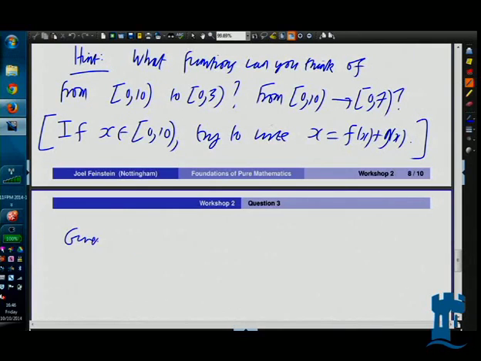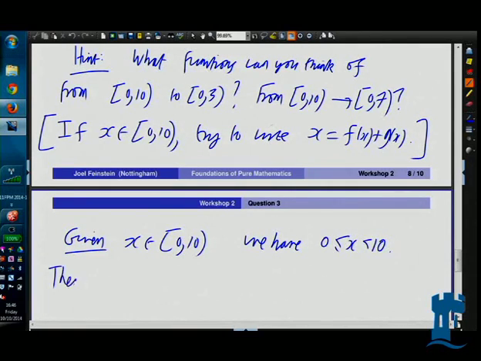Given x is in [0,10), excluding 10, we have 0 ≤ x < 10, then it is undeniable that x is equal to 3/10 x plus 7/10 x.